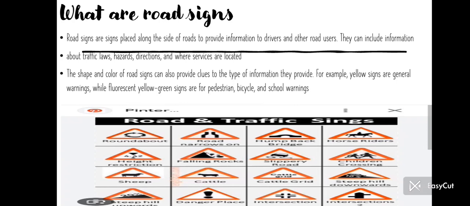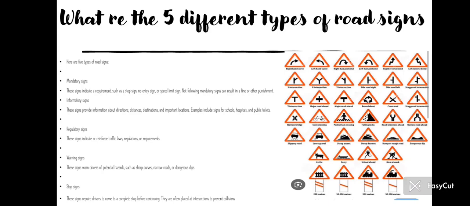And there are also signs about sheep, cattle grid, steep hill downwards, steep hill upwards, danger place, intersection, and other types of road signs. Here, what are the five different types of road signs?